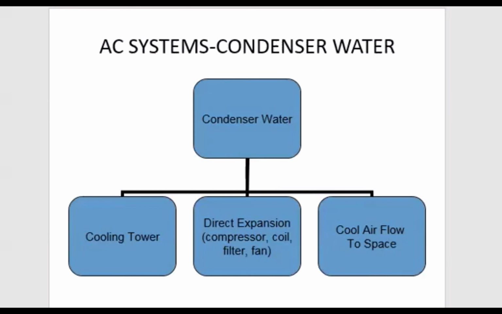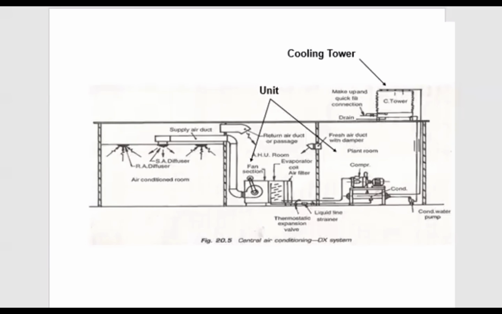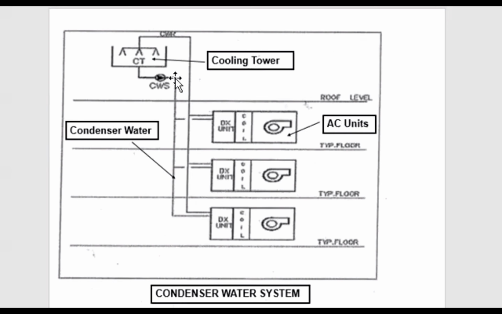All right, so the second version we have is a condensed water system, and this uses what's called a direct expansion action to it. And the real difference between what we just saw and direct expansion is that it uses air to extract the heat versus water. So for the most part, they're using air. The evaporator is in direct contact with the air, and it's called the evaporator. It uses a refrigerant that passes through a valve to reduce the pressure and the temperature. And this may be something that you're familiar with, which also uses a cooling tower.